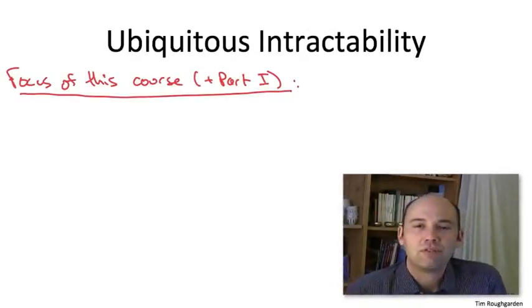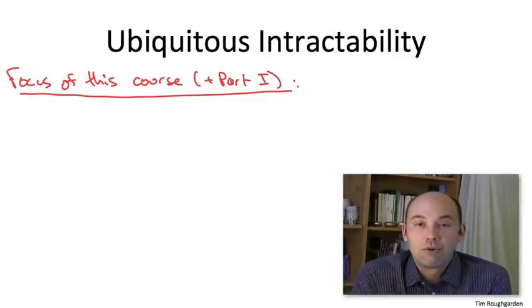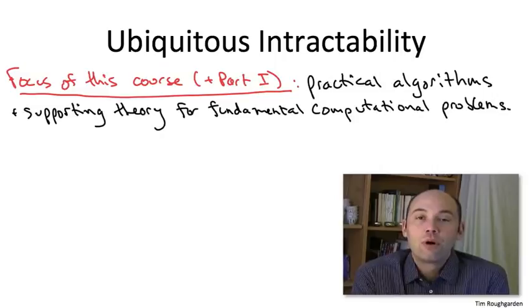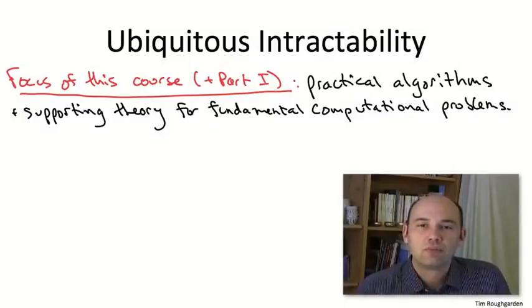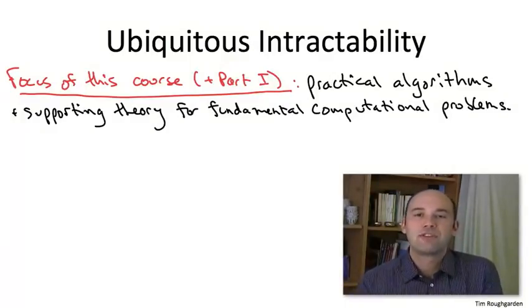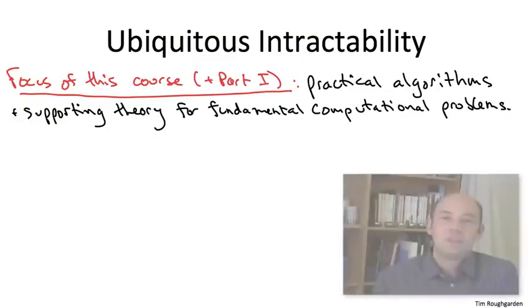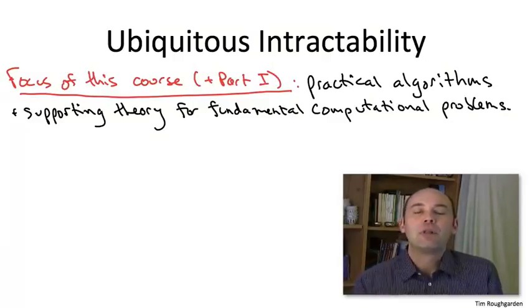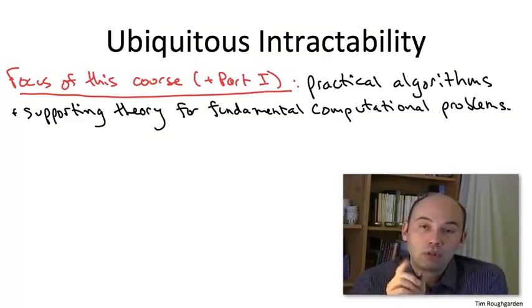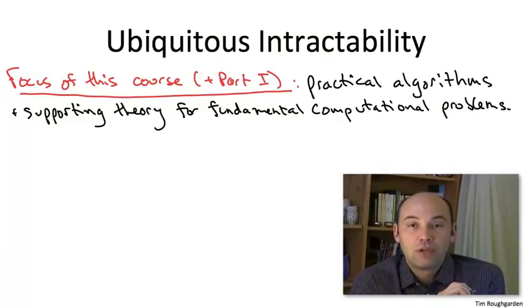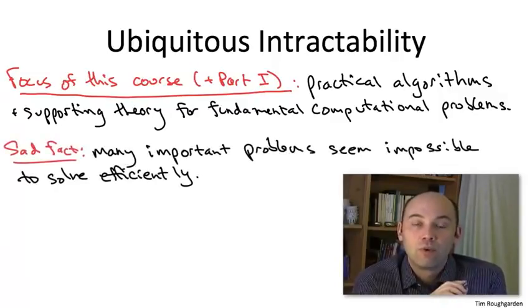As you know from the past several weeks of hard work, the focus of these design and analysis of algorithms courses is to learn practical algorithms and relevant supporting theory for fundamental computational problems. By now we have a very long list of such problems: sorting, searching, shortest paths, minimum spanning trees, sequence alignment, and so on. But the sad fact is I've given you a quite biased sample thus far of computational problems, and for many important computational problems, including ones you are likely to run into in your own projects, there is no known efficient, let alone blazingly fast, algorithm for solving the problem.